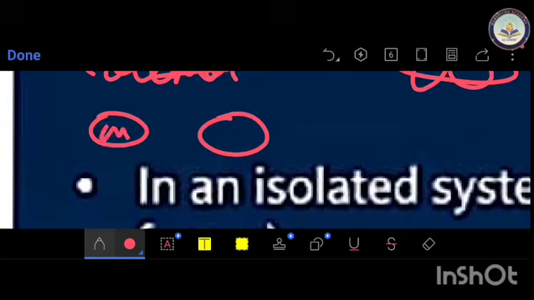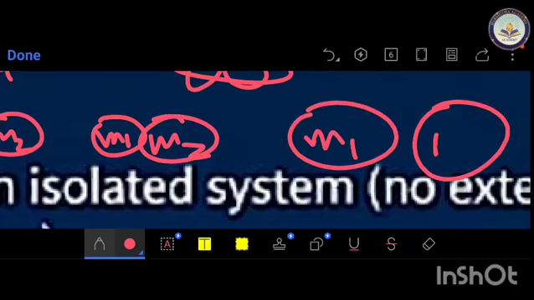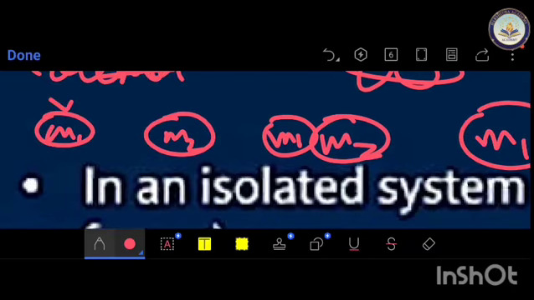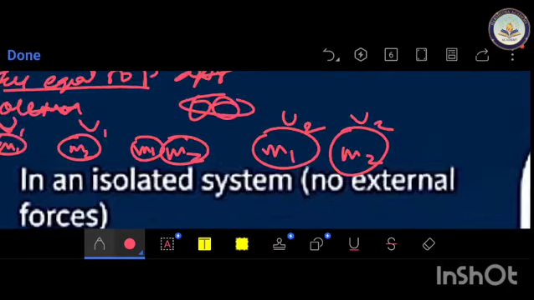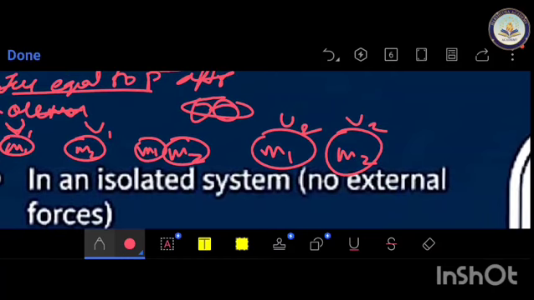How can I draw these two objects, M1 and M2, which collide with each other, and then again start moving like that. M1 has velocity U1 and M2 has velocity U2, and after collision V1 and V2. The velocity is changing, but the momentum before and after collision is the same.